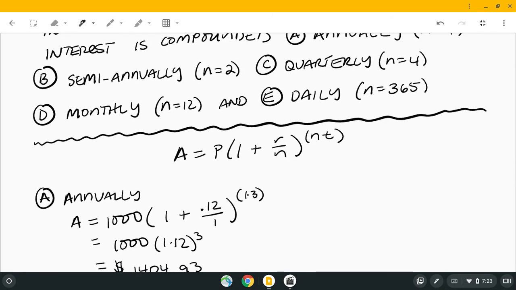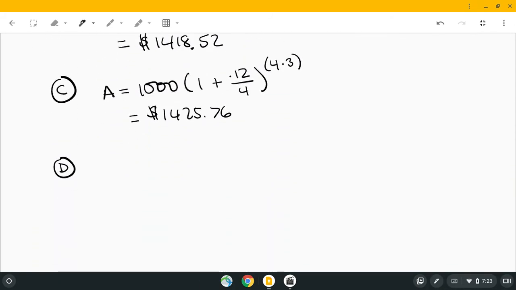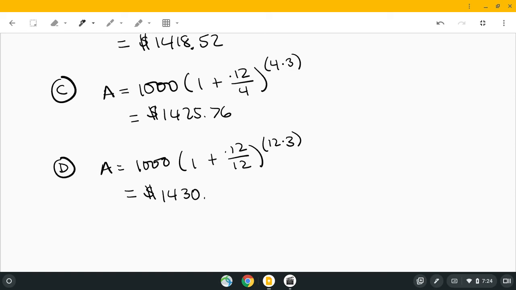D is monthly, so n equals 12. So it's still initial amount is 1,000 times 1 plus 0.12 over 12, because it's monthly, so it's happening 12 times per year, to the 12 times 3. If you punch this into your calculator, go ahead and do that if you haven't, and then check to see if you get this, and 77 cents.